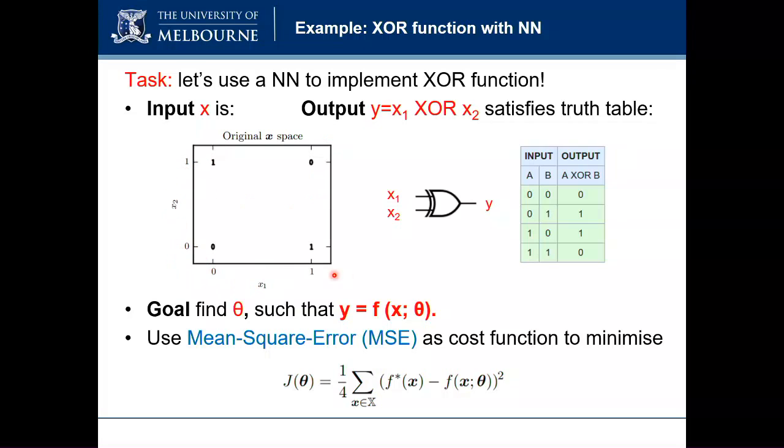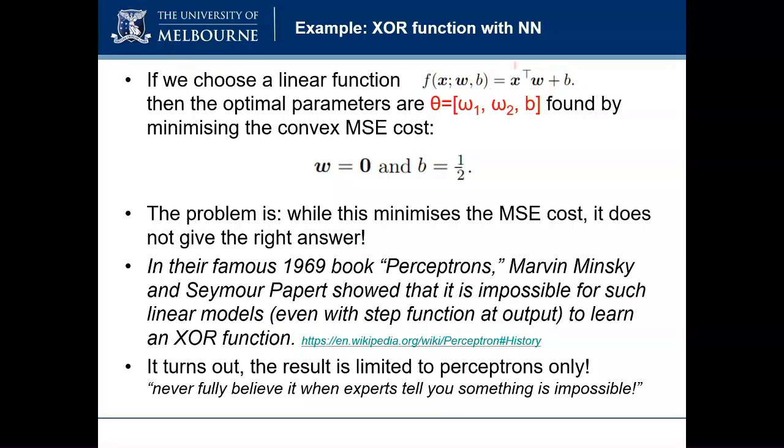So if x1 is this, x2 is this, all the data is 4 points. This is really funny, right? You have all the input combinations here, that's it. The goal is to find theta such that we have this function. And we can use mean square error as the cost function to minimize, which makes sense. Let's start with this. And if we do a linear function, that was the thing.